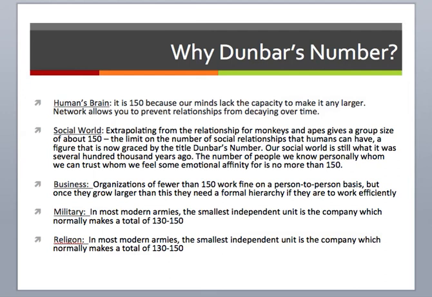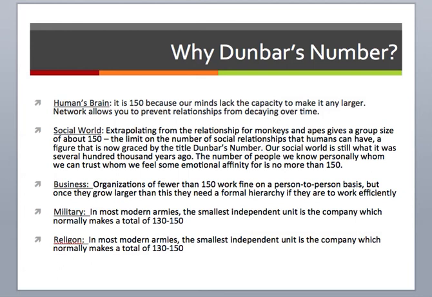Tribal grouping typically numbers between 500 and 2,500 men, women, and children. Sometimes it takes the form of clans that have ritual significance, such as periodic celebration of coming of age ceremonies. These clan groups turn out to have a mean size of 153. Our social world is still what it was several hundred thousand years ago.